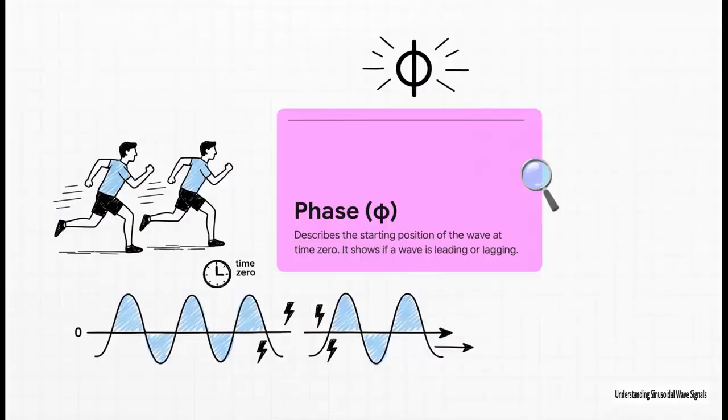And finally, there's phase. This one's all about timing and relationships between different waves. Imagine two runners starting a race. If one of them gets a head start, even by a split second, they're out of phase. For waves, phase tells us exactly where in its cycle the wave begins at time zero. This becomes absolutely crucial when you're dealing with multiple waves at once, like in three-phase power systems.